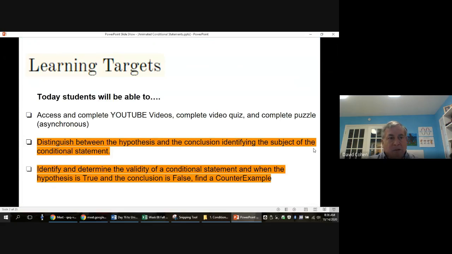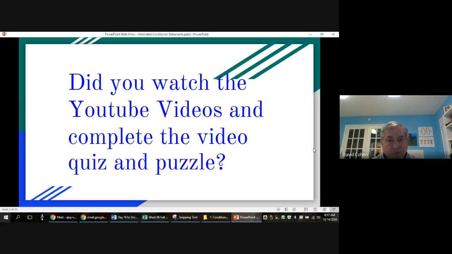So we're going to learn how to distinguish between the hypothesis and the conclusion, identifying the subject of the conditional statement today. There was one YouTube video and an assignment, and then two additional ones on counterexamples. So we're going to talk a little bit about counterexamples as well, when the hypothesis is true and the conclusion is false. Question about you watching the videos.